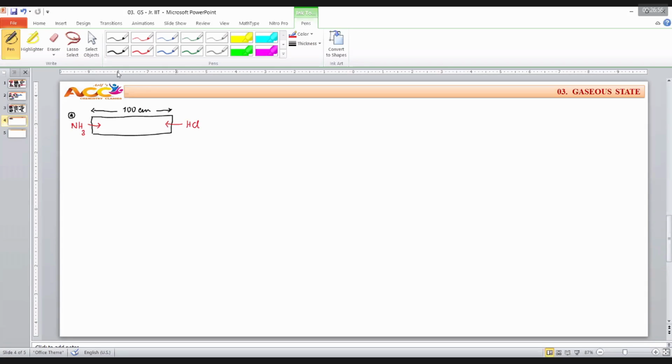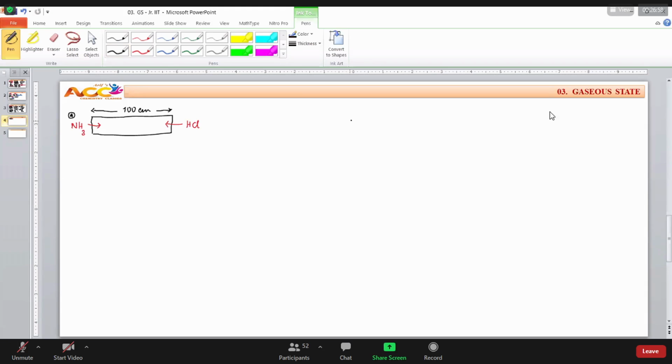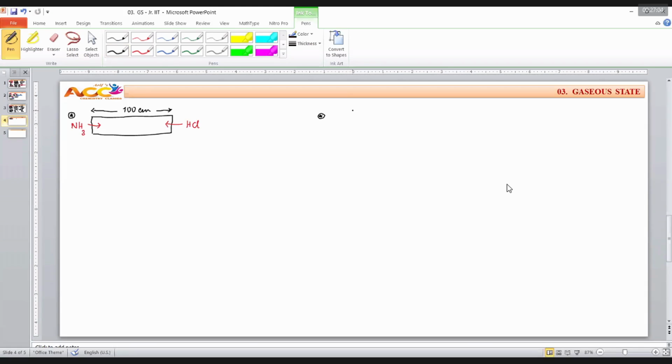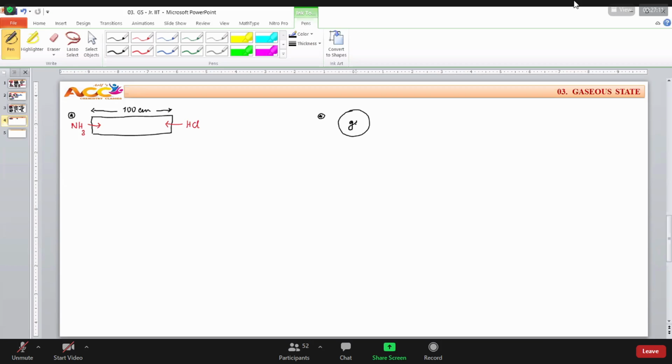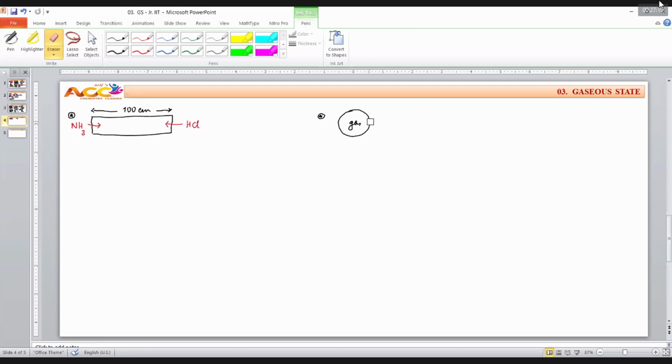Before learning this, I'll tell you one more beautiful statement. Suppose you have a container in which you have taken a gas alone. If there is a small puncture made here, the gas molecules will leak out, something like this. Once you have leaking out, this is called the effusion process.